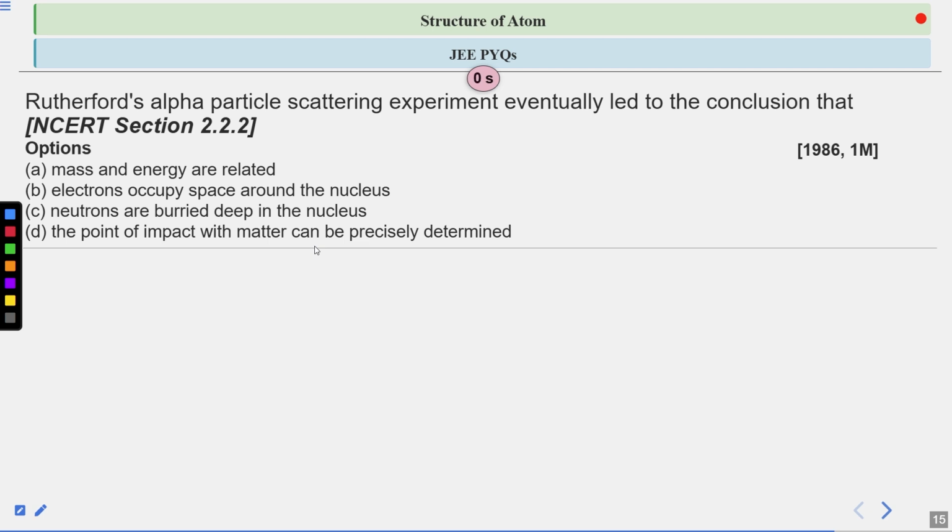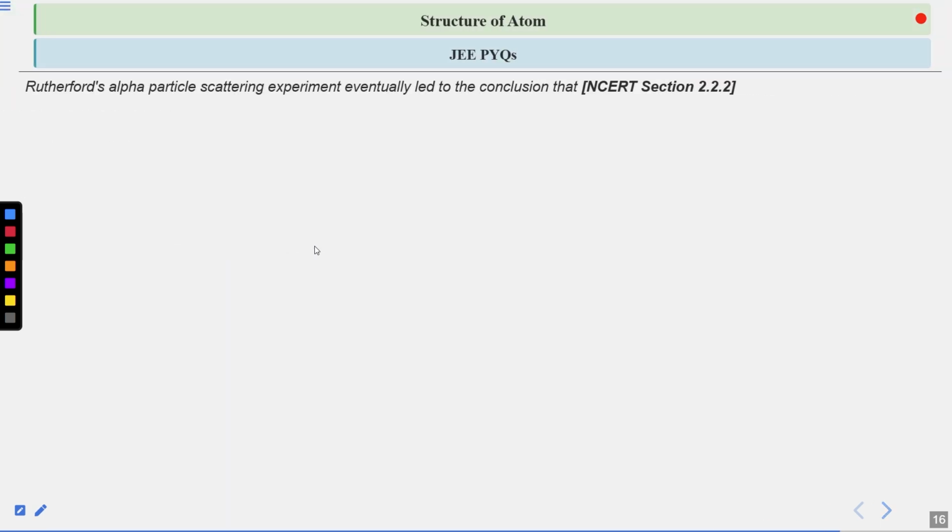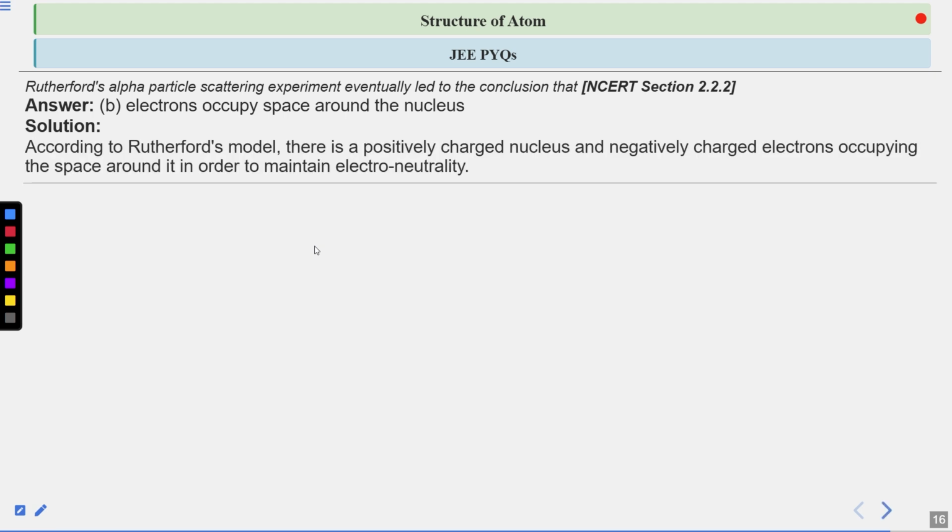Let us look at what the correct answer is. So it led to the conclusion that electrons occupy space around the nucleus. So this was the obvious result of Rutherford's alpha scattering experiment. Now, why was it happening? Remember that your positively charged nucleus is in the center, and as a result, most of the alpha particles were passing straight through because the nucleus occupies a very small space. And this is the reason your correct answer will be B, which says that electrons occupy space around the nucleus.